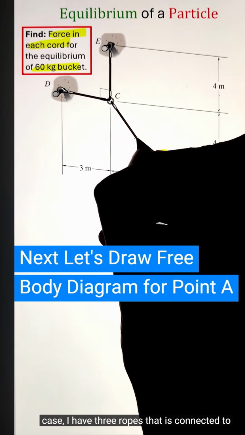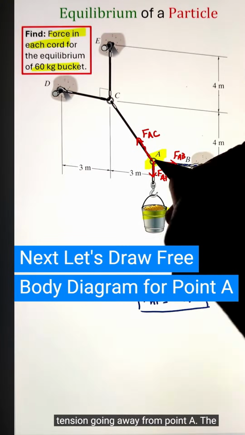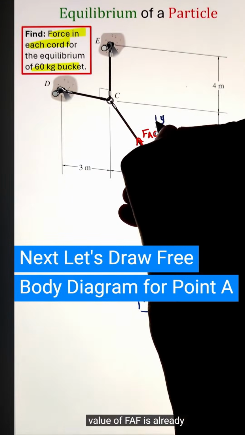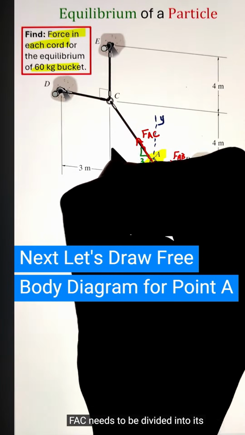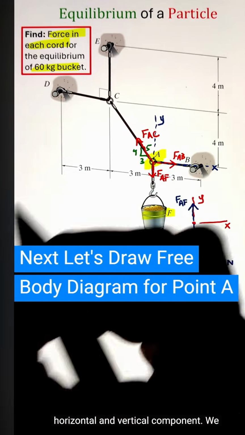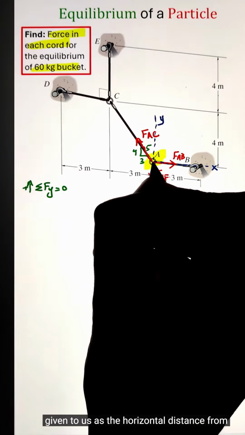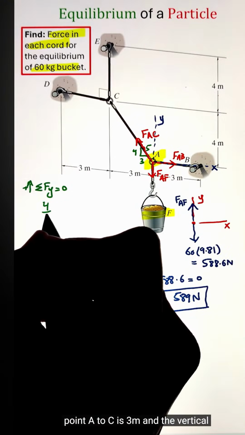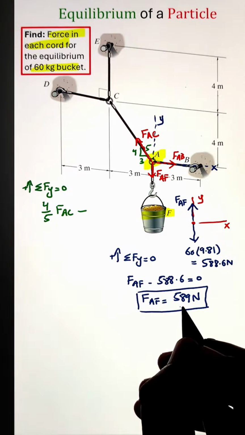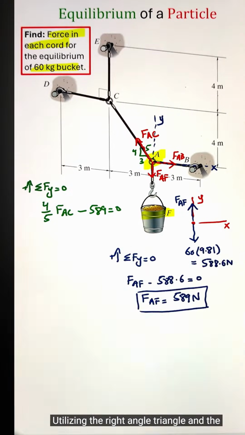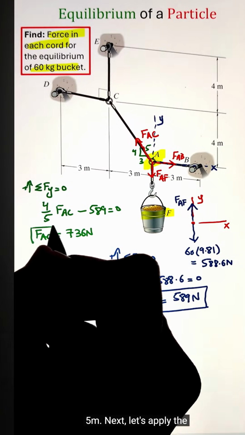In this case, I have three ropes connected to point A. All are in tension going away from point A. The value of FAF is already known, whereas the value of FAC needs to be divided into its horizontal and vertical components. We can do that by utilizing the dimensions given to us, as the horizontal distance from point A to C is 3 meters and the vertical distance from point A to C is 4 meters. Utilizing the right angle triangle and the Pythagorean theorem, we can identify the length of this rope as 5 meters.